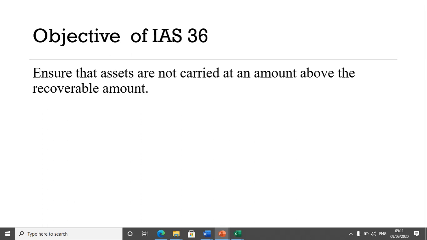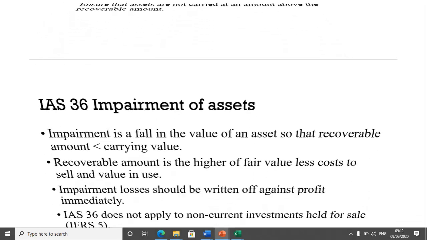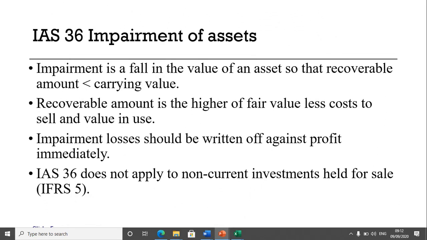The objective of IAS 36 is to ensure that assets are not carried at an amount above their recoverable value. So I hope that you can see this one. And of course, we're speaking to prudence as we're discussing that particular thought. Assets should not be overstated. Now, IAS 36, impairment of assets.